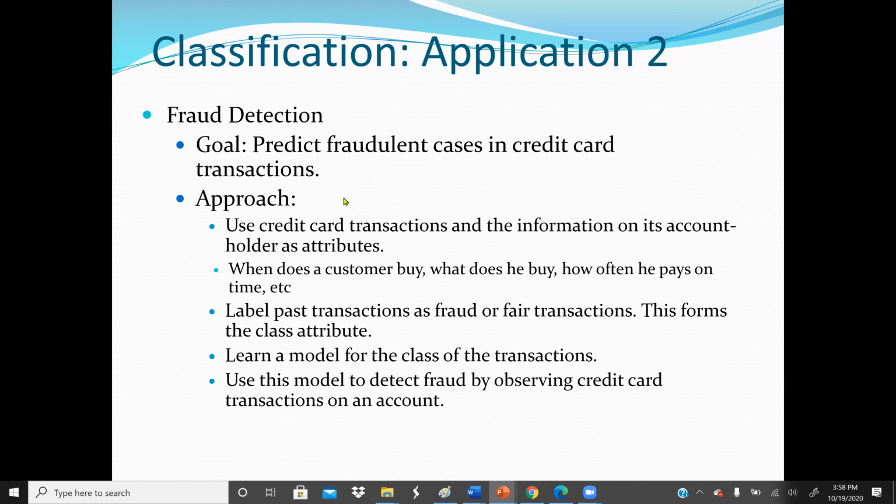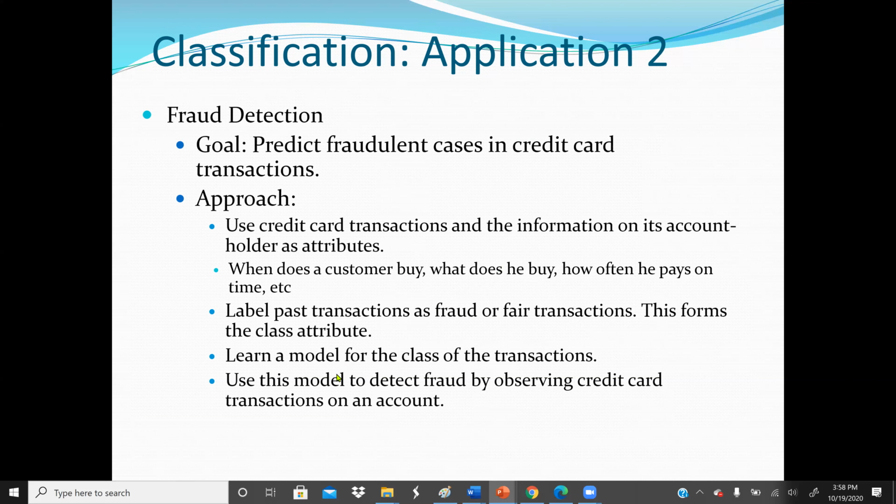First, again, this is data mining classification. So always we need to have a previous historical data set with a class label. We know what happened. So here we use credit card transactions and information on the account holder as attributes. When does a customer buy? What does he buy? How often does he buy on time? So these are all the information that we may need, or even more information. Then label the past transactions as fraud or fair transactions. This will be the class label. So the past purchasing behavior, which ones are a fair purchase or a fraudulent purchase. This forms the class attribute.